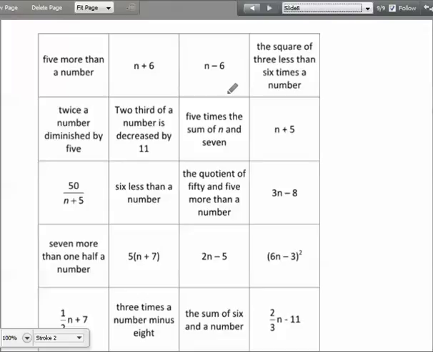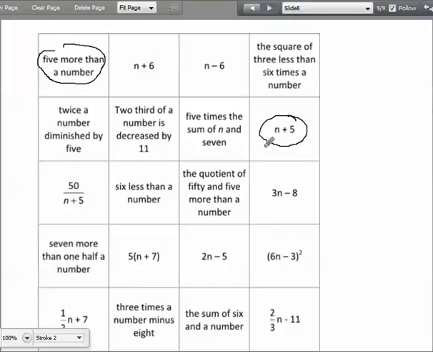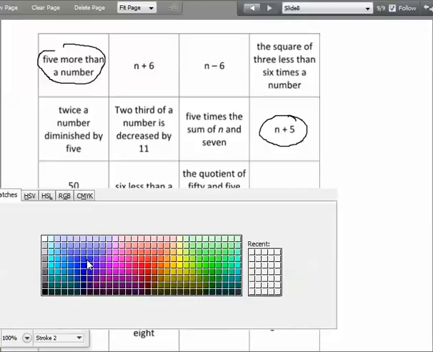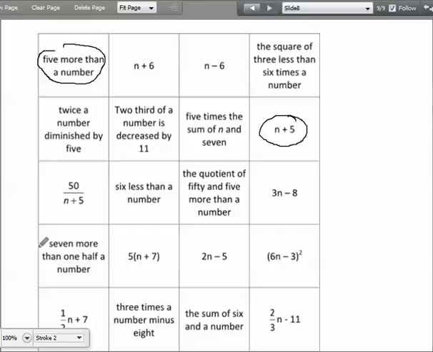So let's try to do a little bit of matching up here. This one says 5 more than a number. If you look around here, I see right here 5 more than a number, n plus 5. So it is possible to use this and see if we can't find some matching numbers here. So twice a number diminished by 5. What does the word diminished mean? It means minus. So I'm going to have 2n minus 5. Oh, that's this one right here. Okay? So we've got 2 of them there.